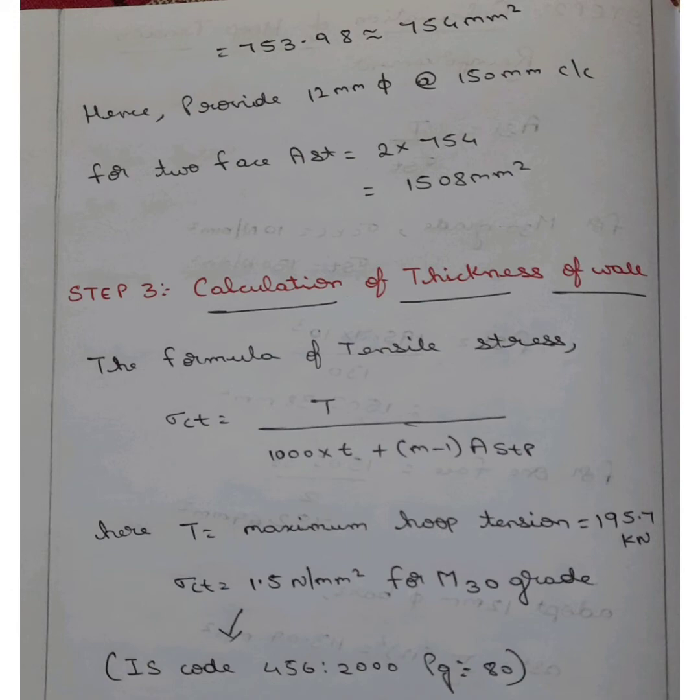Step 3. Calculation of thickness of wall. Here, the formula of tensile stress is sigma CT equals capital T by 1000 into small t plus m minus 1 into AST provided. Capital T equals 195.7 kN. Sigma CT value equals 1.5 Newton per millimeter square for M30 grade; these values are in IS Code 456 book.